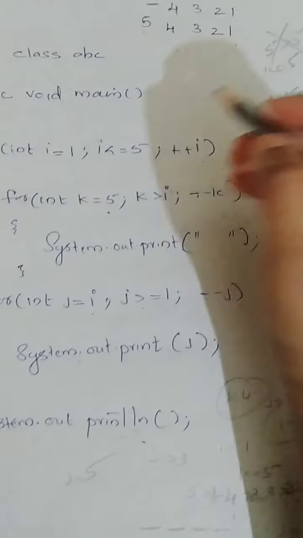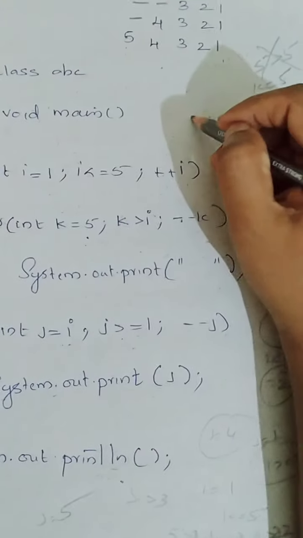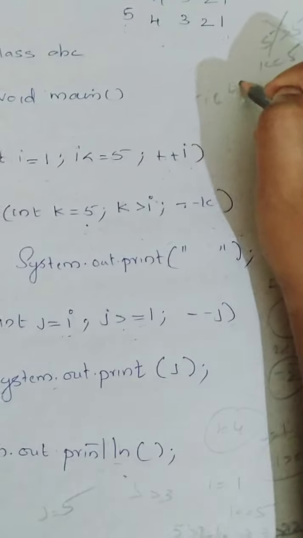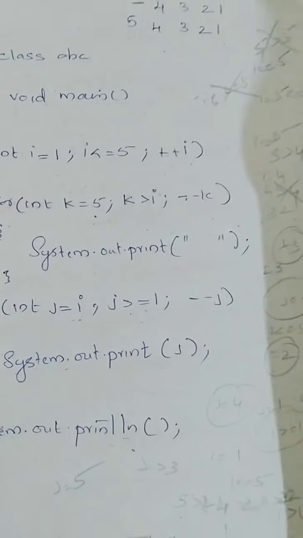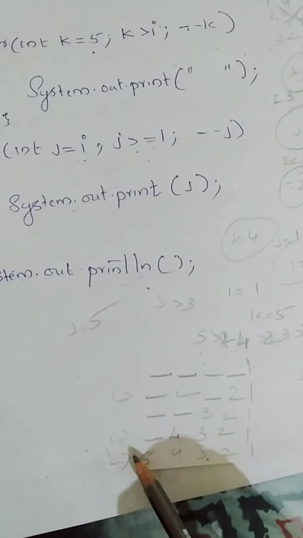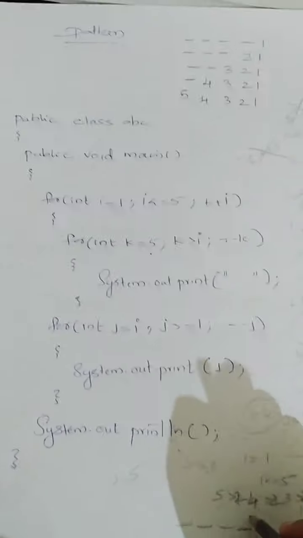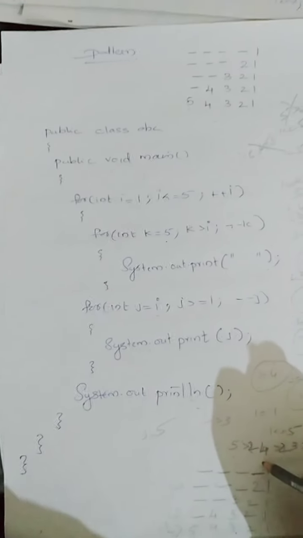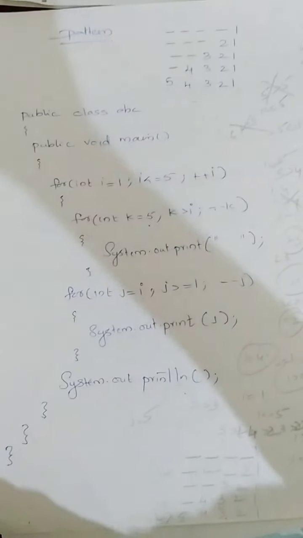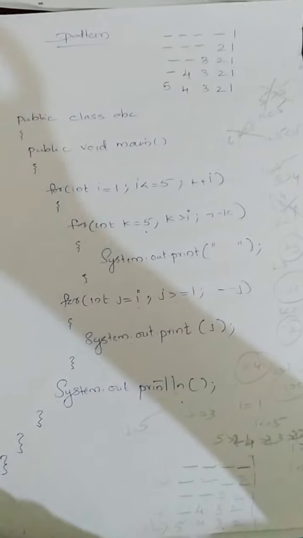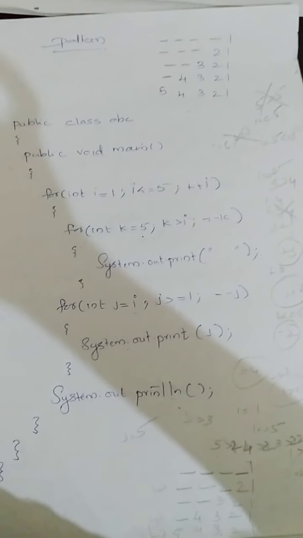Next line, come here. i becomes 6. 6 less than or equal to 5, false. Come out of the loop. See, here there is no space. I have not put space. See, we got the output. This is the way to print a pattern: 1, 2 1, 3 2 1, 4 3 2 1, 5 4 3 2 1.